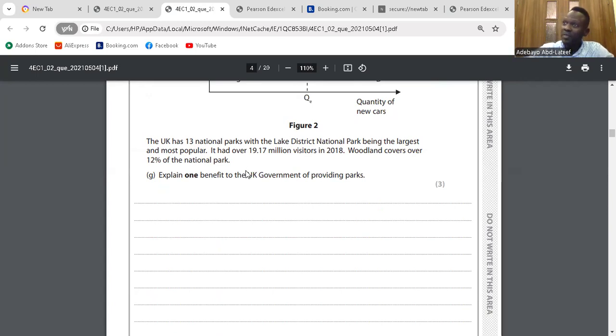You don't know export of services? Tourists will come in. That's export of services. Okay. So I wrote, the advantage of national park is that it could increase the export of services as it can serve recreational purpose.